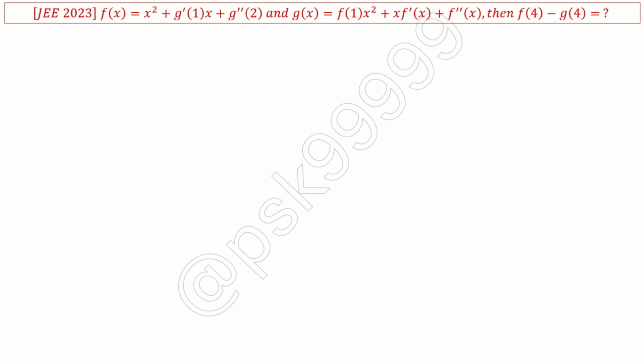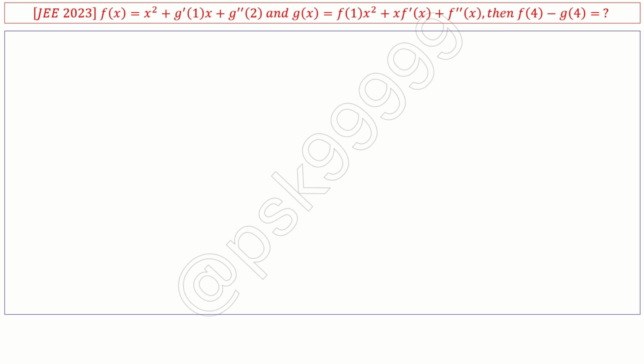To get f of 4, first you need to get what is f of x and what is g of x. So let's take this as my f of x. If I differentiate this, f dash x is nothing but 2x plus g dash 1, because it's g dash 1 x, and this is the constant, so it will go. And f double dash x is nothing but 2. Now you remember this one, you already got value for this one, 2. And f dash x is nothing but this value, in terms of g of 1, which is good, actually, as a constant.